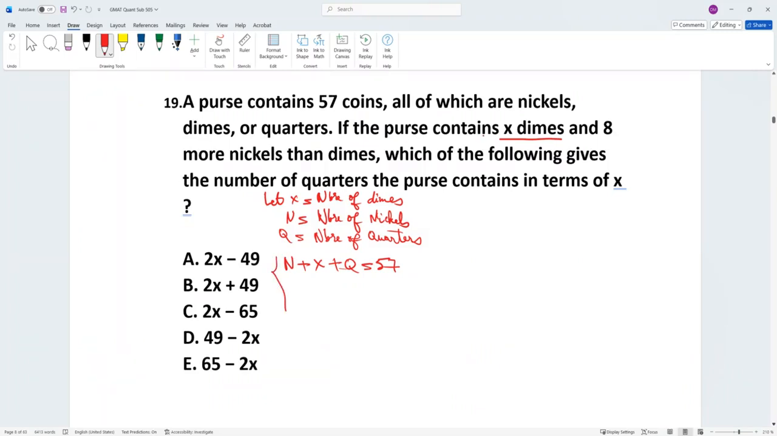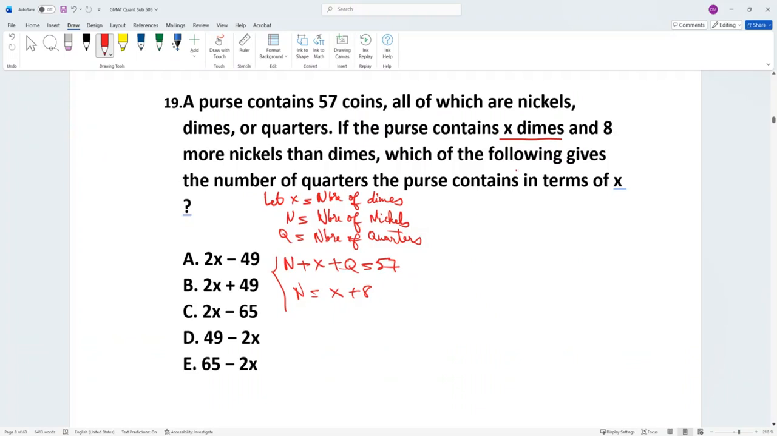If the purse contains x dimes and 8 more nickels than dimes, that means nickels is equal to the number of dimes plus 8. So it contains 8 more nickels than dimes. That means n, which is the number of nickels, is equal to the number of dimes plus 8, because it's more. Okay, so that's how we can put that equation.